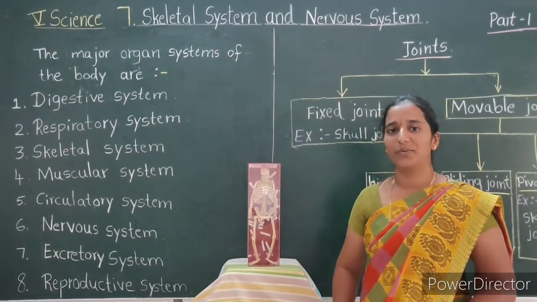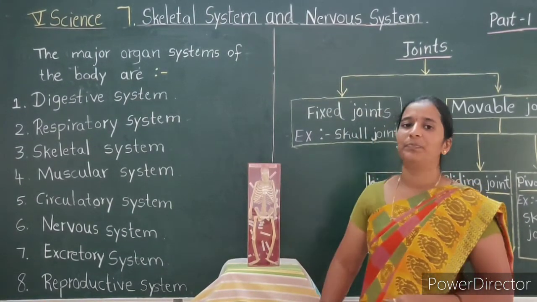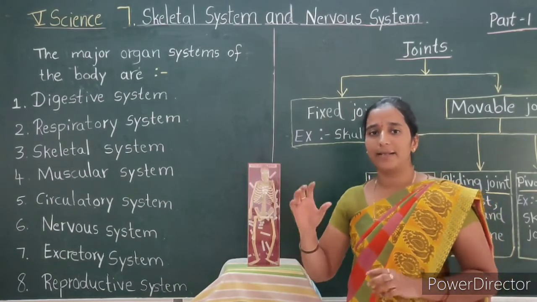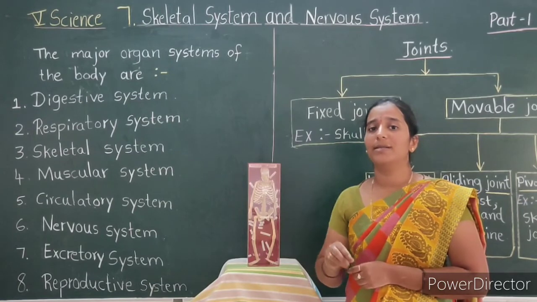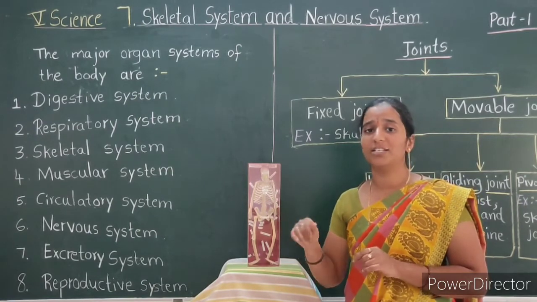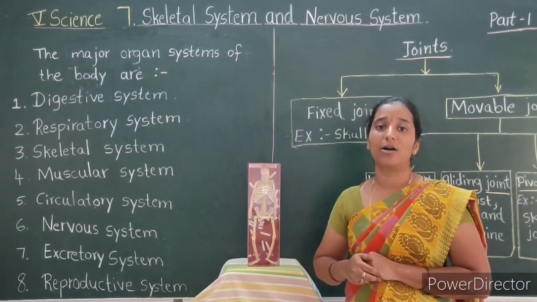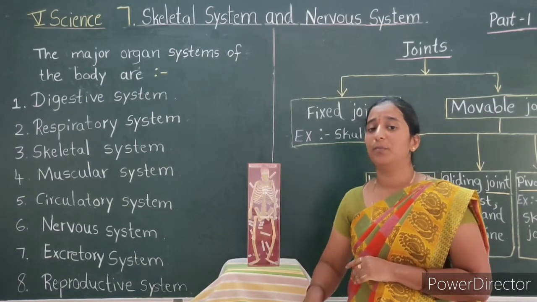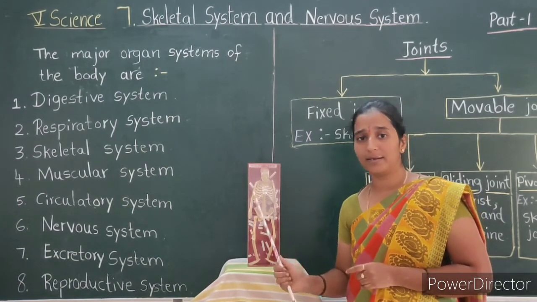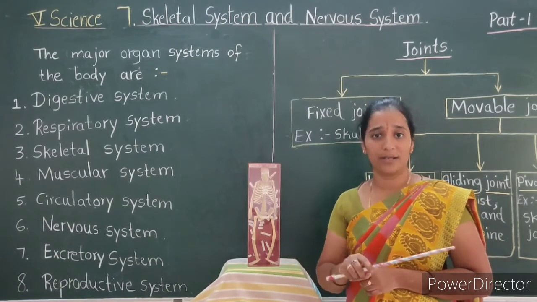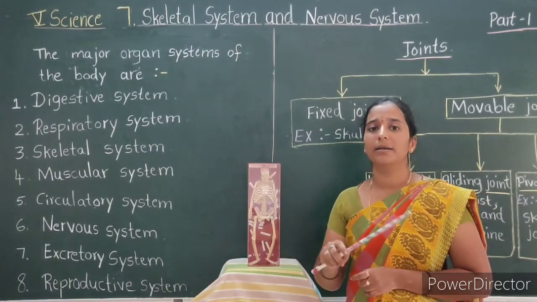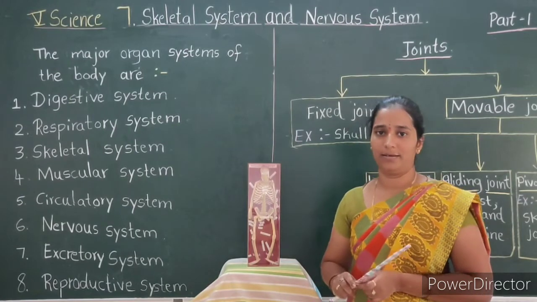Okay, children, next we move on to the backbone. The skull is attached to the backbone. The backbone is made of 33 butterfly shaped bones called vertebrae. It protects the spinal cord. The backbone is also called the vertebral column or the spine.